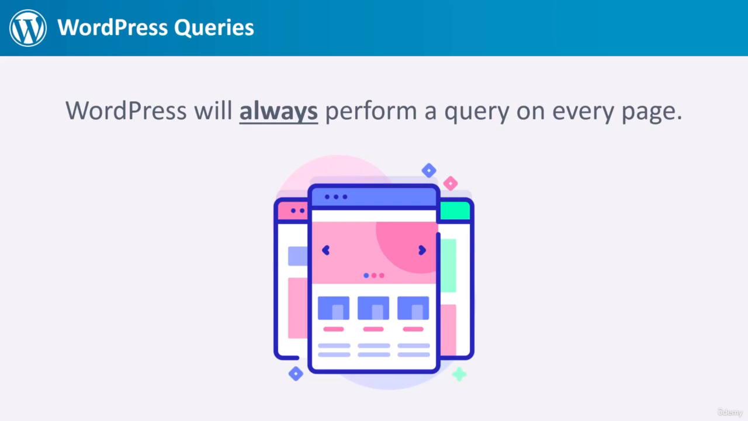Behind the scenes, WordPress will perform a query on every page. It doesn't matter what's on the page. We can be viewing the home, search, or 404 pages. A query is always performed. The query is based on the current URL. WordPress is an extremely intelligent platform. Based on the URL, WordPress will query the database for posts that should be rendered for the respective URL. For example, if we are on the home page, the query will select the latest posts. If we are on the search page, the query will select posts based on the search term, so on and so forth. This process is completely automated.